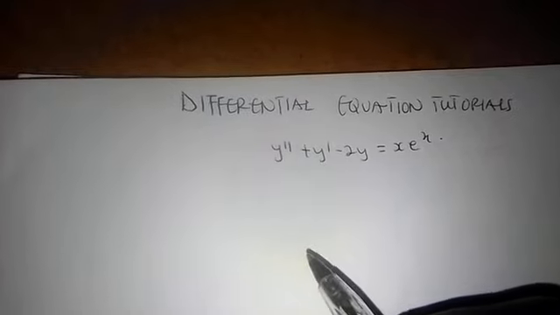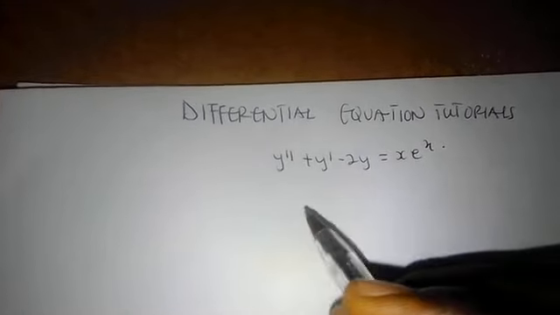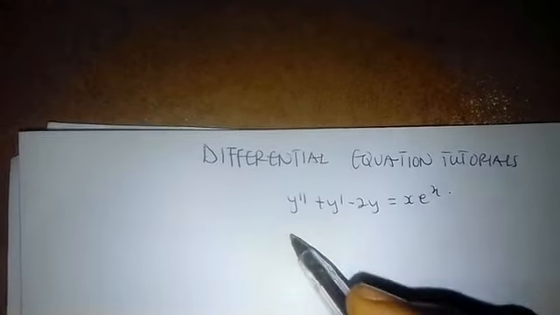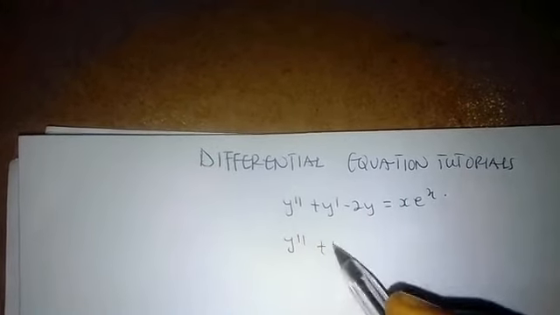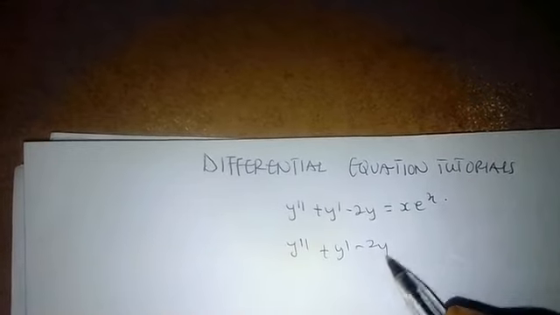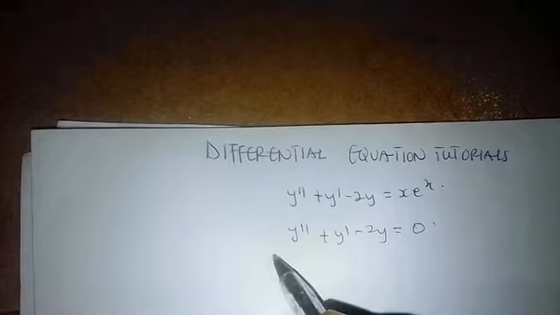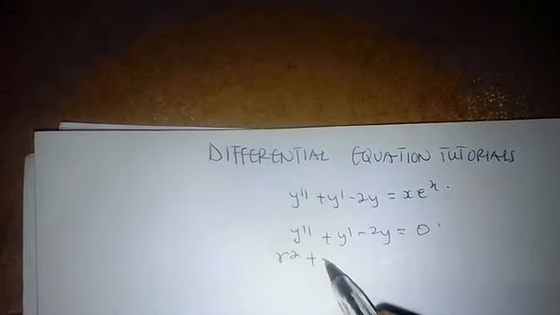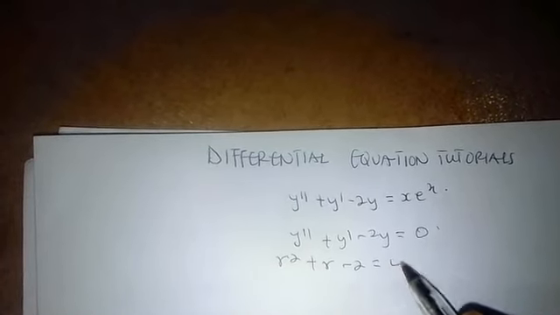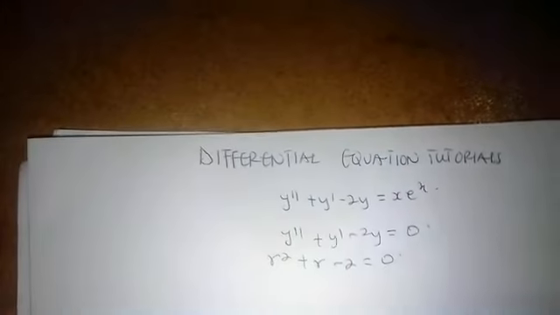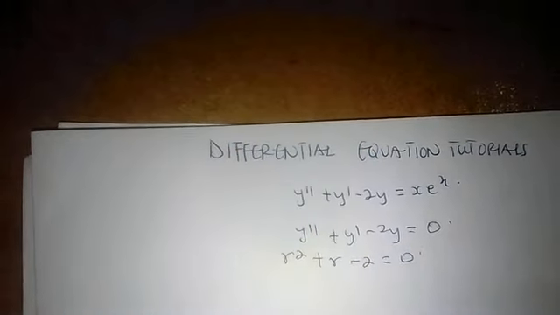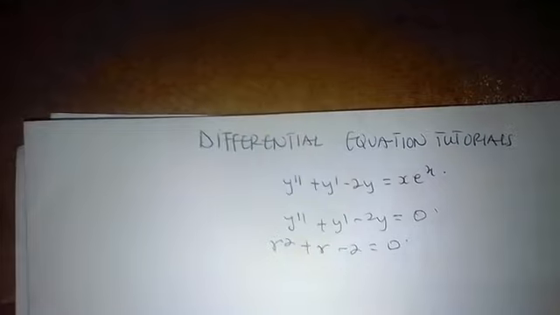Okay, so how do we go about this? First of all, to begin with, write the homogeneous form, that is y'' + y' - 2y = 0. After writing that down, write the characteristic equation, which is r^2 + r - 2 = 0. Then you find the values of r1 and r2.